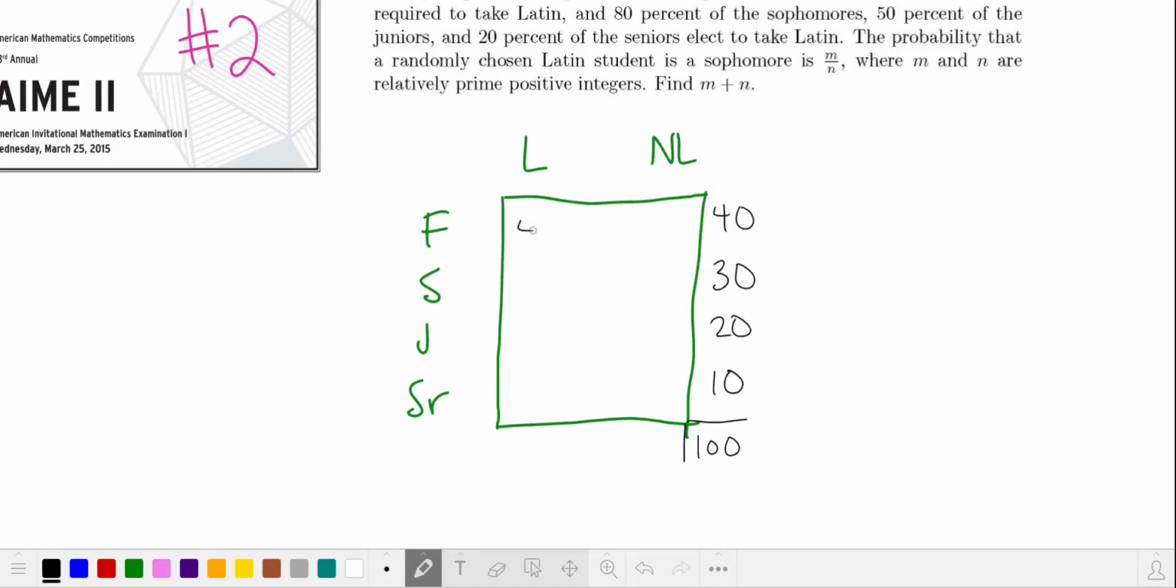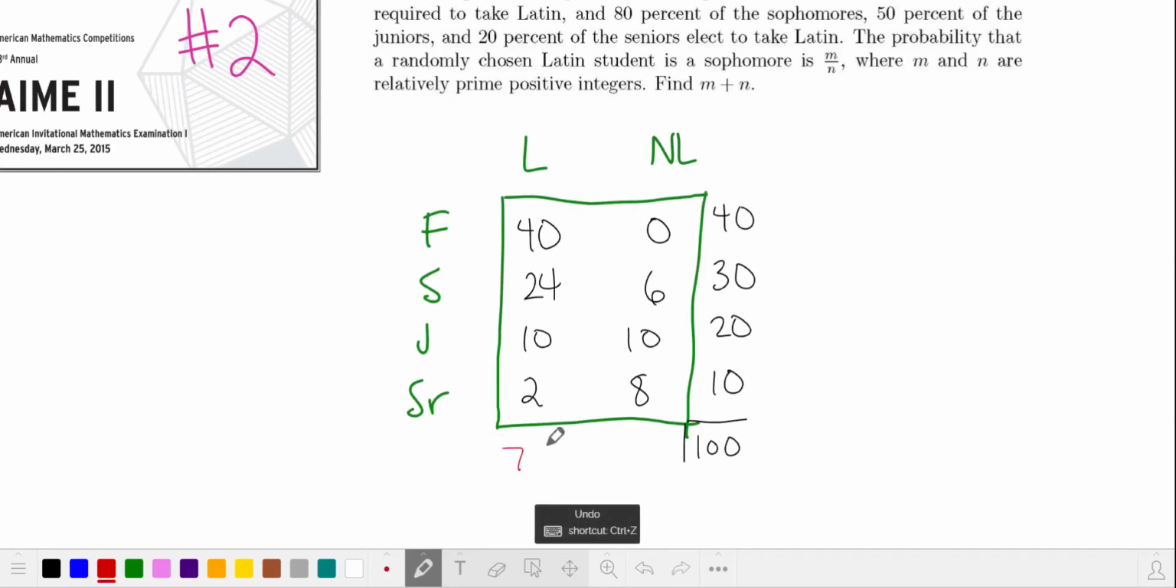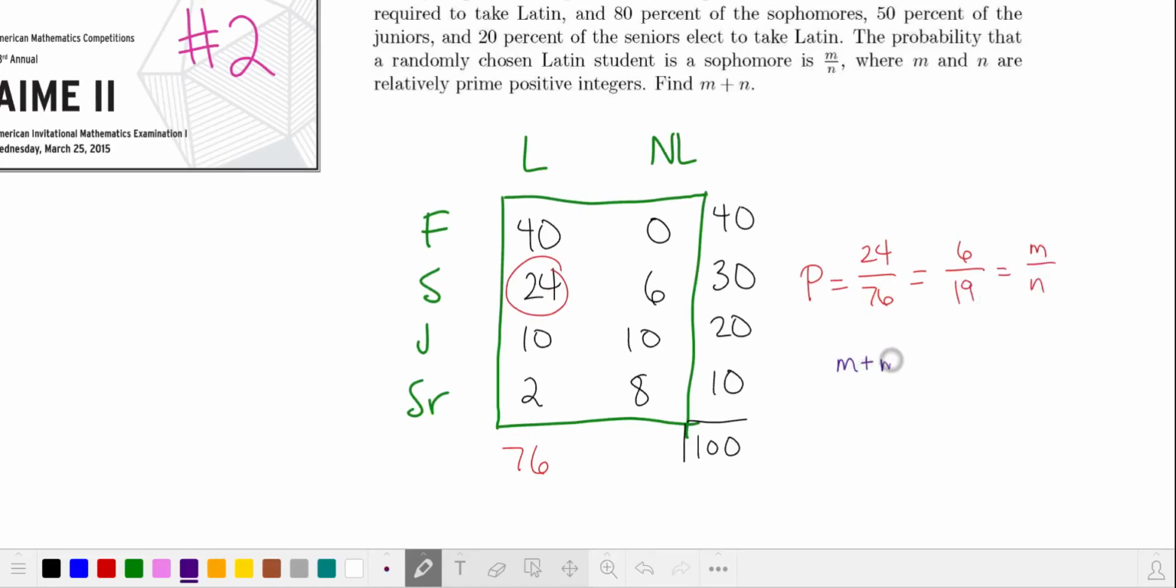All the freshmen have to take Latin, so we put 40 here and 0 here. 80% of our sophomores are still taking Latin. That's 24, leaving 6 who aren't. Half of our juniors are taking Latin, and 20% or 2 of our seniors. Adding this first column, we have 76 students total who are taking Latin. 24 of them are sophomores. So our probability is 24 over 76. This simplifies to 6 over 19. The problem wants m plus n, and our answer is 25.